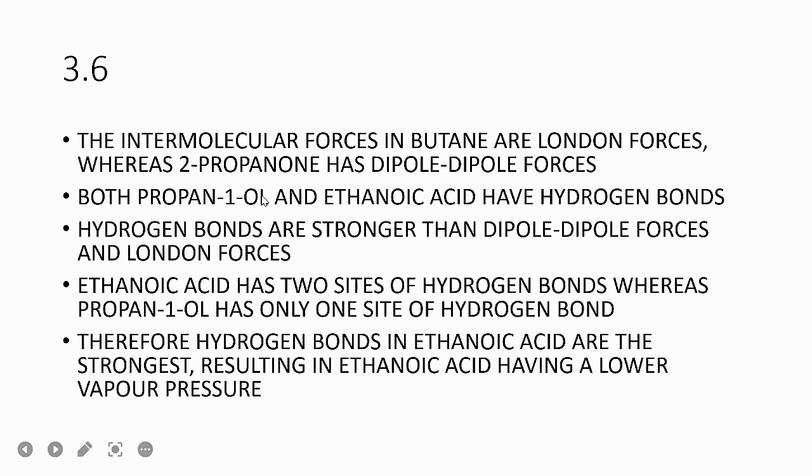And then both propan-1-ol and ethanoic acid have hydrogen bonds. That's a fact. But the hydrogen bonds, yes, are stronger than dipole-dipole forces and London forces. But then ethanoic acid has two sides of hydrogen bonds, whereas propan-1-ol has only one side of hydrogen bond. So if ethanoic acid has two sides of hydrogen bond, that means the hydrogen bonds in ethanoic acid are the strongest, resulting in ethanoic acid having a lower vapor pressure.